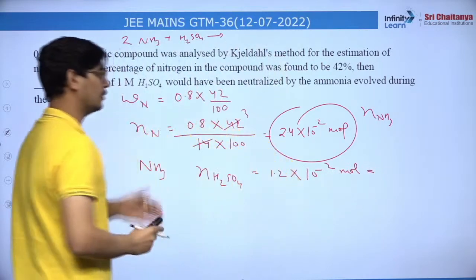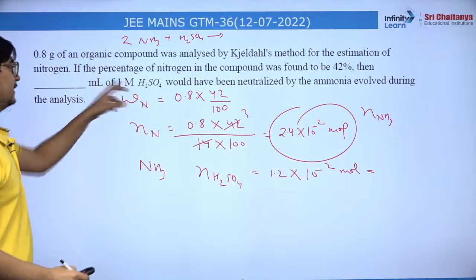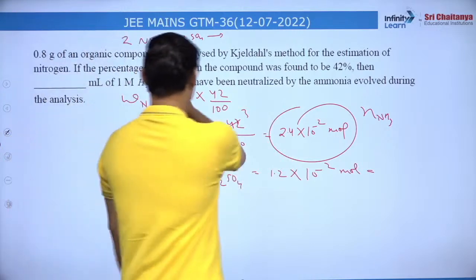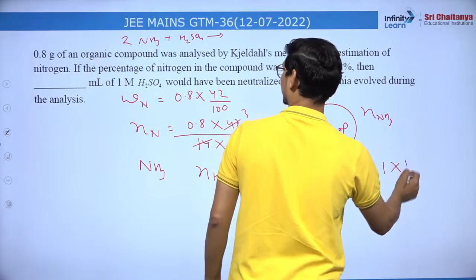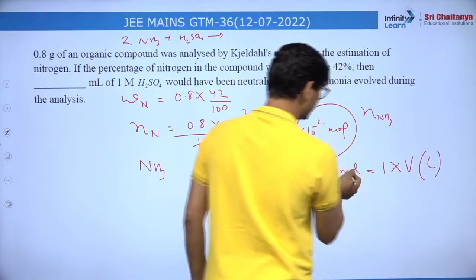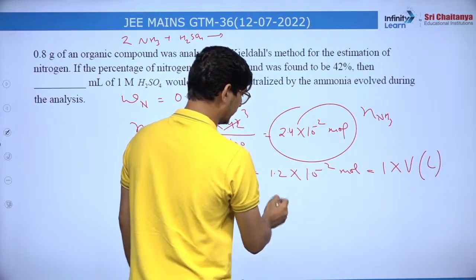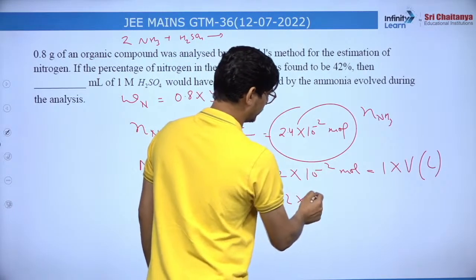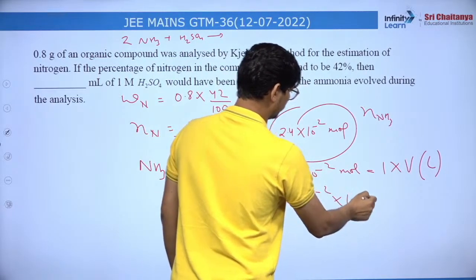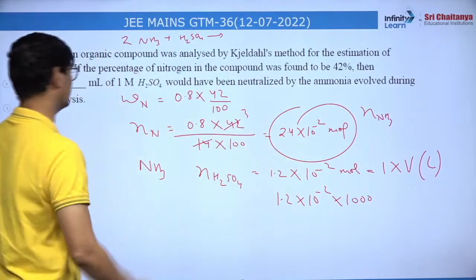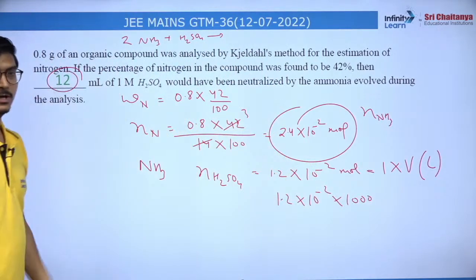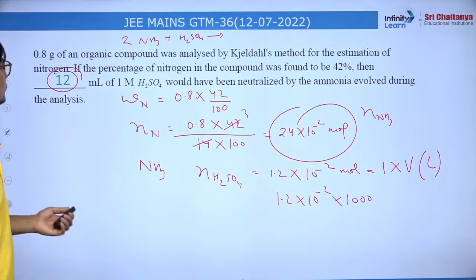Now this is equal to molarity into volume. For sulfuric acid, molarity is 1 and volume is V, but remember this is in liters because this is in moles. To convert it into milliliters, you multiply it by 1000. So 1.2 into 10 to the minus 2 into 1000 will be exactly 12 ml. So that will be the correct answer.